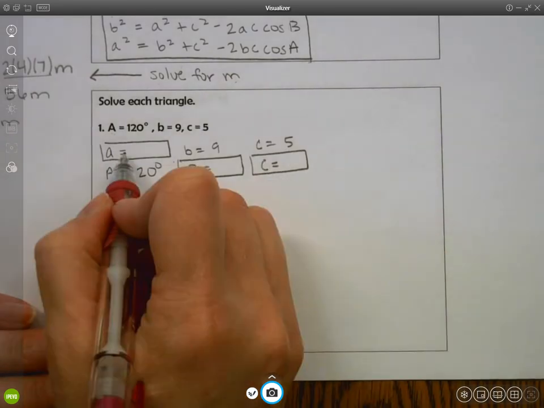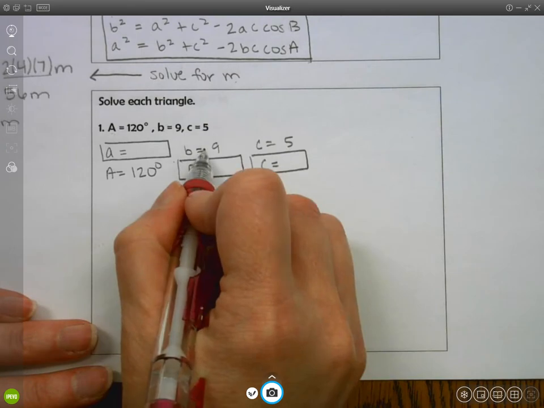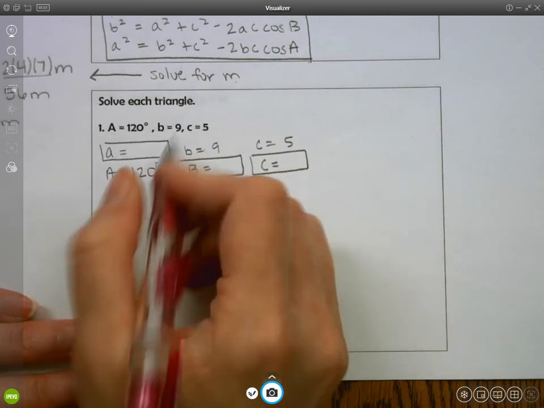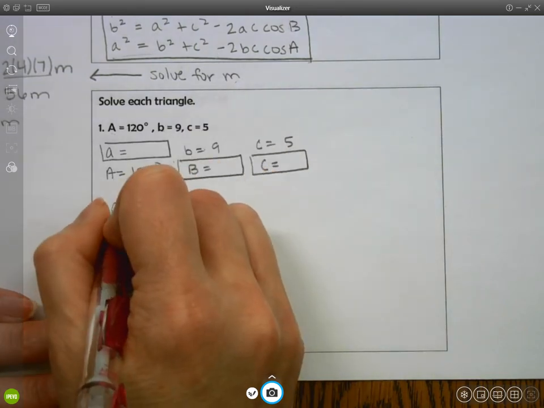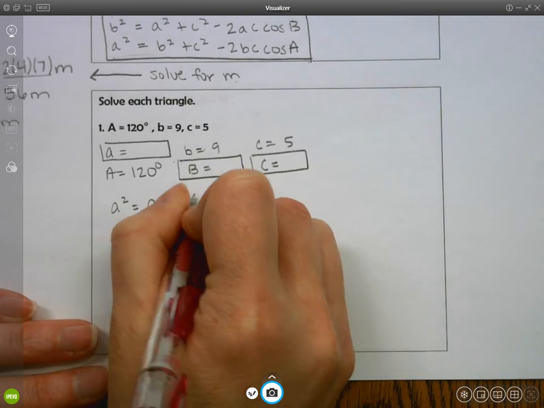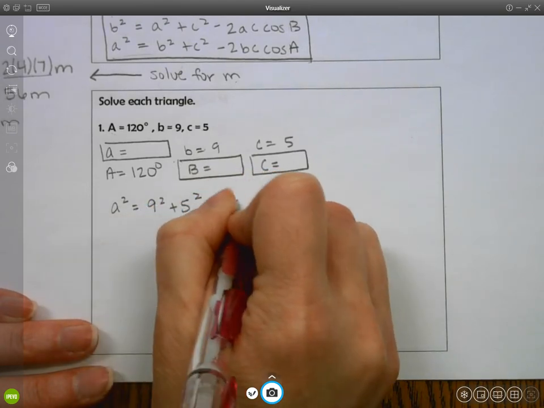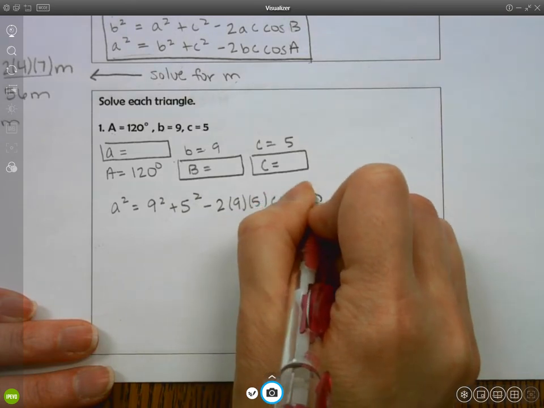So I can find this side first, because I know two sides and this angle. I can use this version of the law of cosines. So I can say that a squared is equal to 9 squared plus 5 squared minus 2 times 9 times 5 times the cosine of 120 degrees.